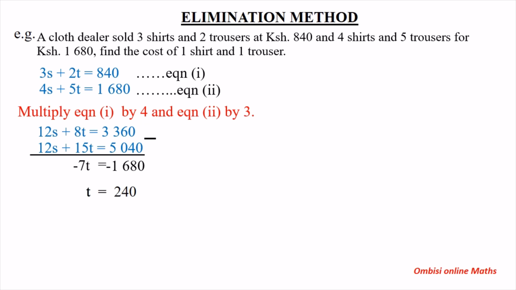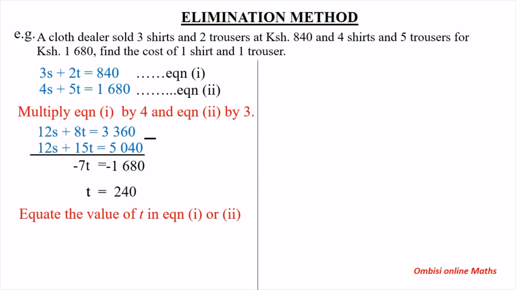Now, take the value of t and substitute it in either equation 1 or equation 2. Whichever of the two equations, it will still give you the same answer. Now, we are going to use equation 1, 3s plus 2t equals 840. So the value becomes 3s plus 2, and then the value of t is 240, and this equals 840. So 3s plus 480 equals 840.